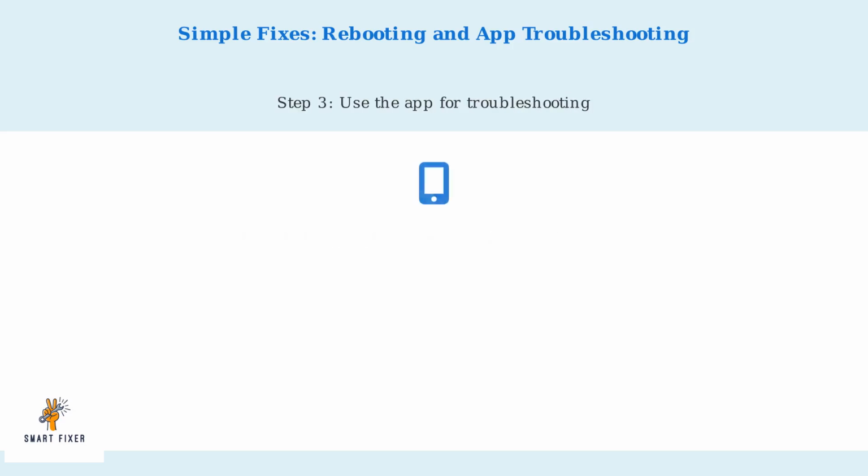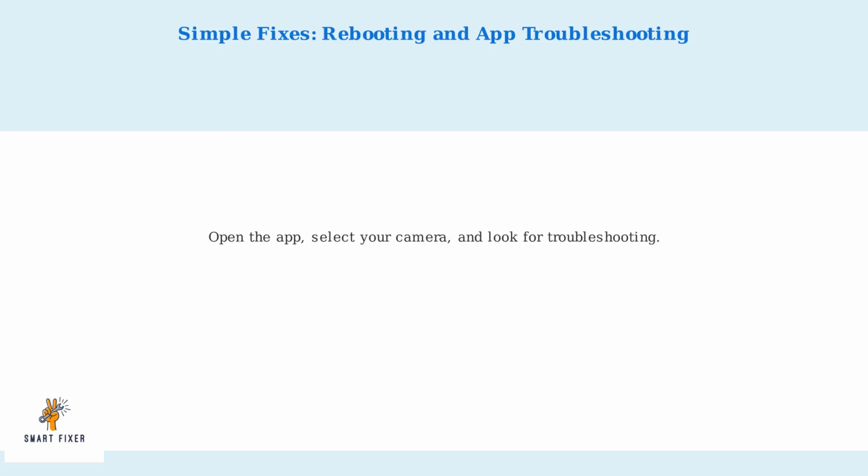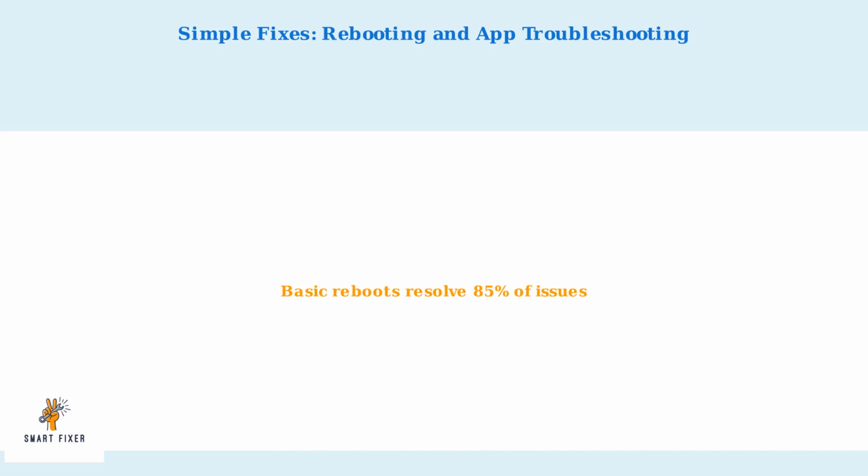Use the Google Home app or Nest app to access troubleshooting steps. The app can diagnose specific issues and guide you through the fix. Open the app, select your camera, and look for the troubleshooting option. Basic reboots resolve 85% of issues according to Nest Analytics.